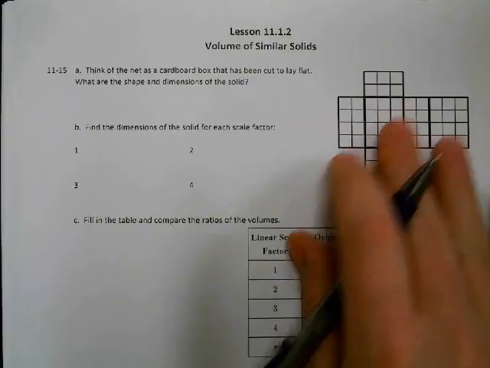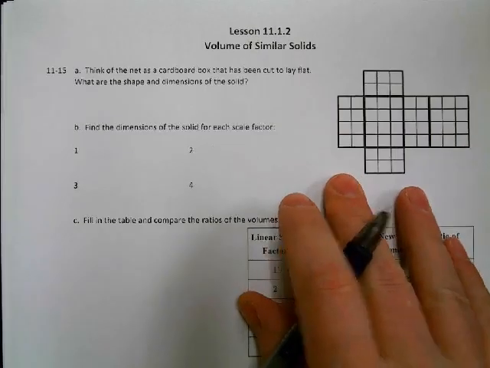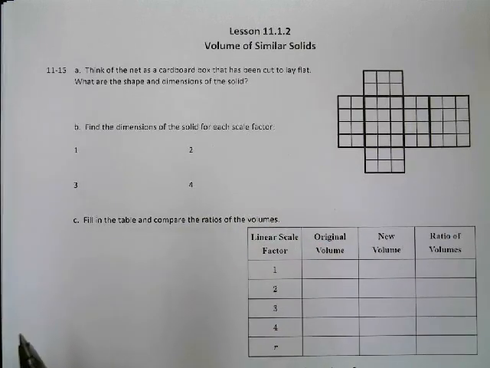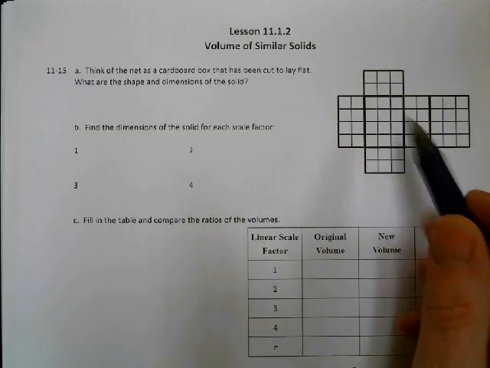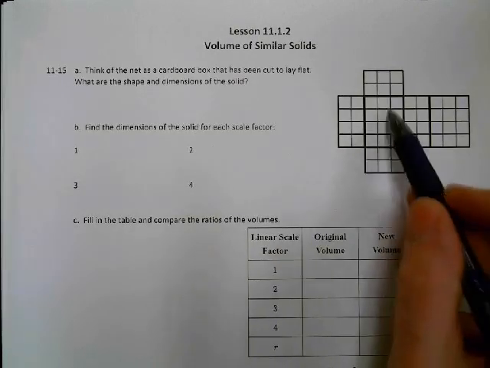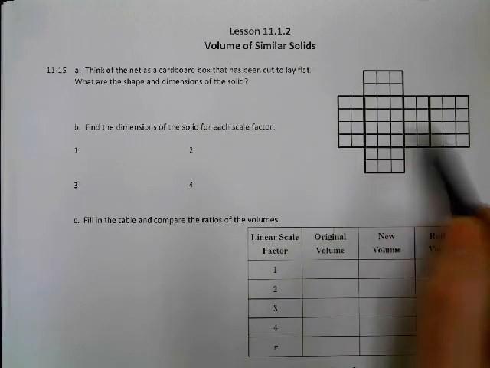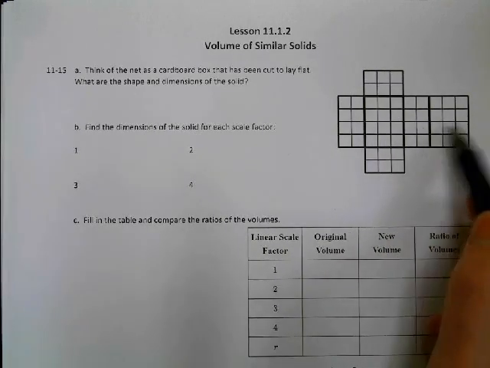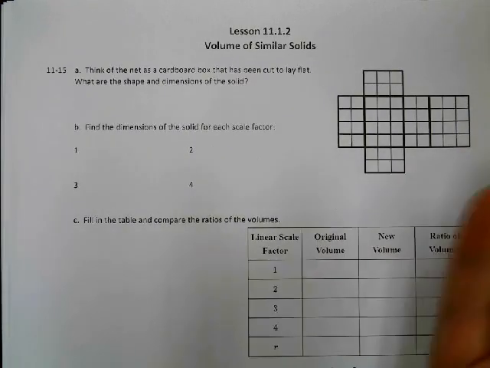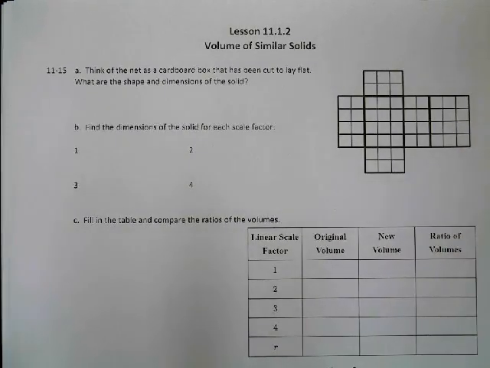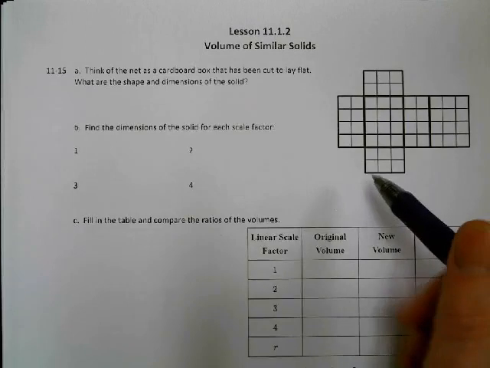So let's think of this. This is called a net. Basically, this is like a three-dimensional object that's been cut open and laid out. Think of it as a cardboard box where this is the bottom of the box. This is one of the sides if you fold it up. This is another side, and this would be like the top of the box. You have to imagine that you're rolling it up to the top.